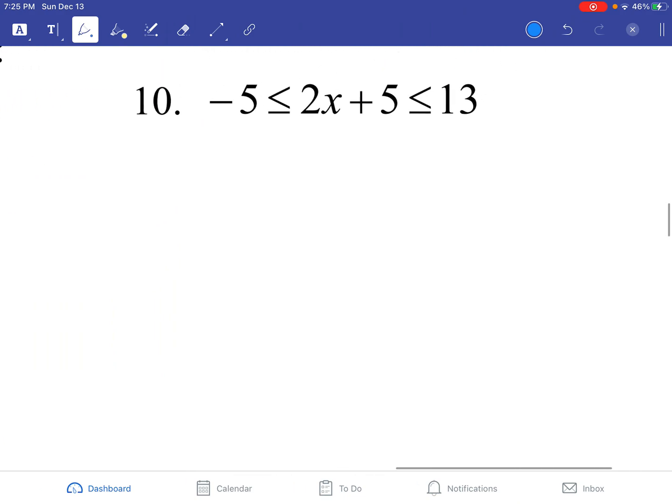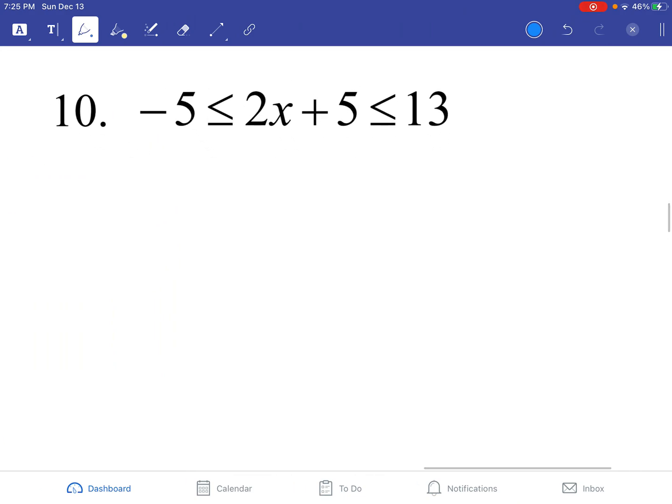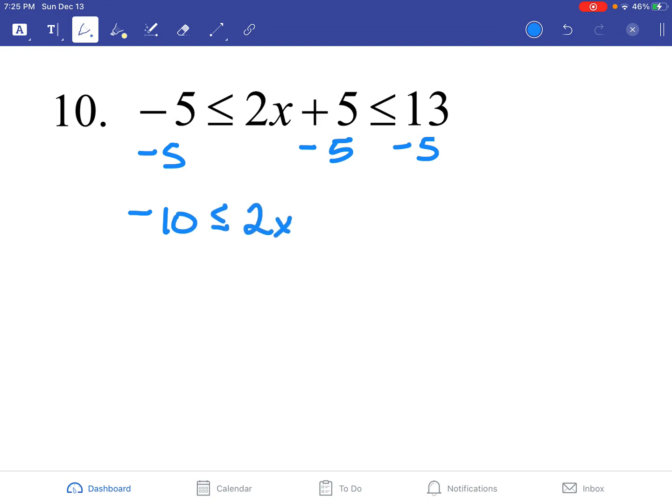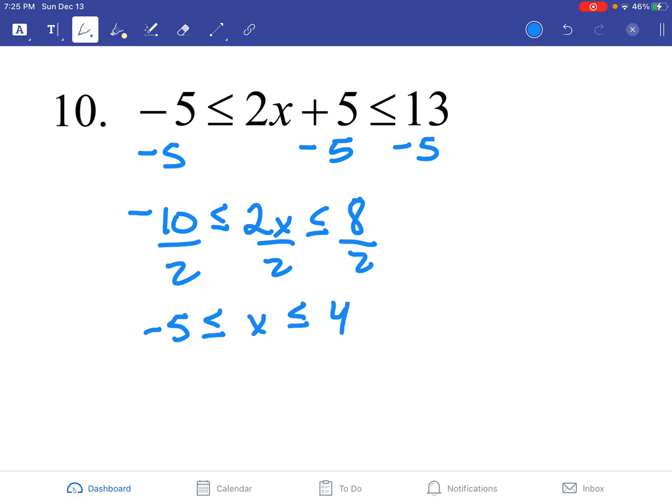Moving on. This is a more simple compound inequality, unlike the last one, which was a complex. All right, and this one, because it has only 1 x in it, you can solve both sides at the same time. Now, you could break it up like we just did with question number 9, or you could keep it together. So, if we kept it together, we could subtract 5 from both sides, which gives us negative 10, 2x, and that would give us 8. Then divide everything by 2. So negative 5, x, and 4.